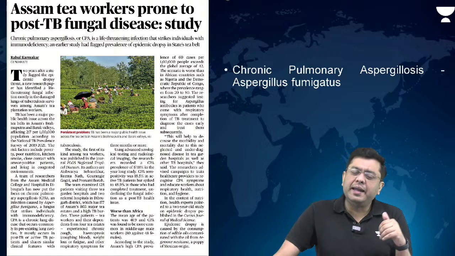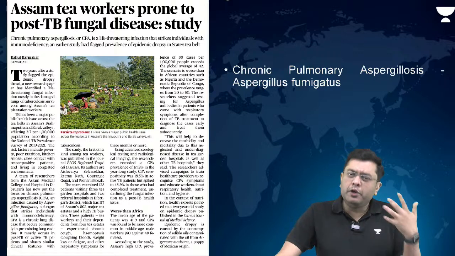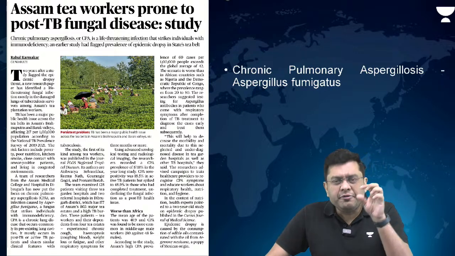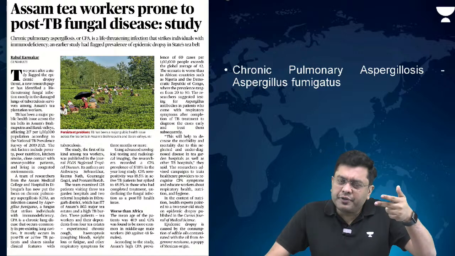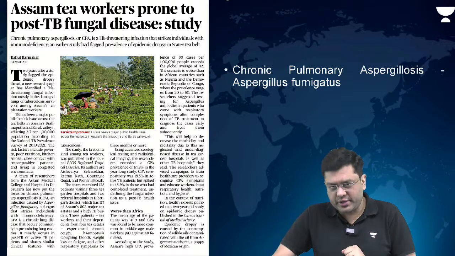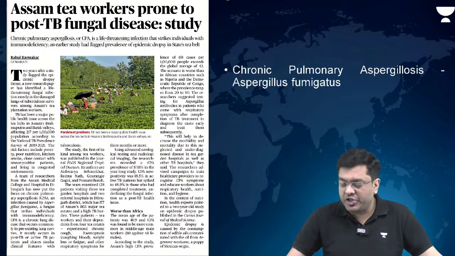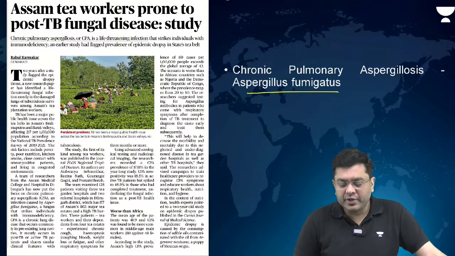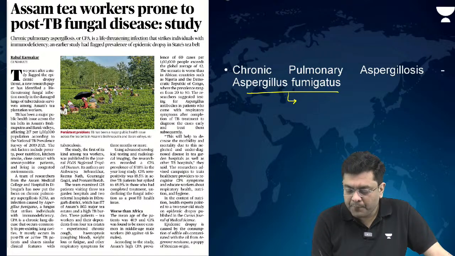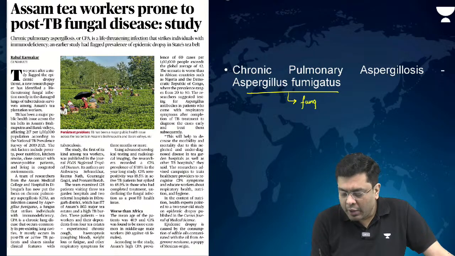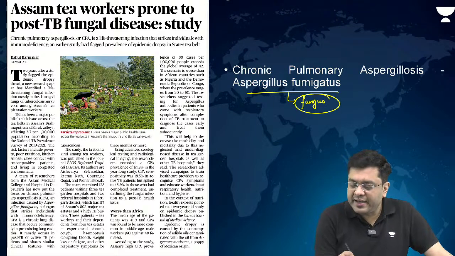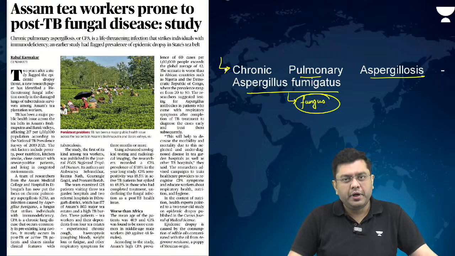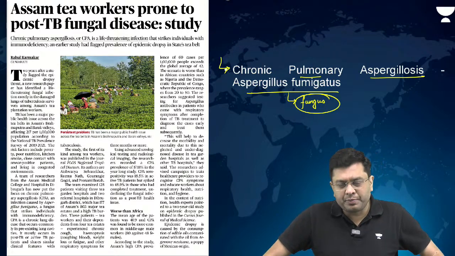Now, at that point of time, when the body is already weak, many of the individuals who have taken the medications and recovered from TB have been found to be suffering from a kind of fungal infection immediately after that, and that fungal infection is caused by the fungus Aspergillus fumigatus. Now what it does, it creates chronic pulmonary aspergillosis. Now what is this chronic pulmonary aspergillosis?